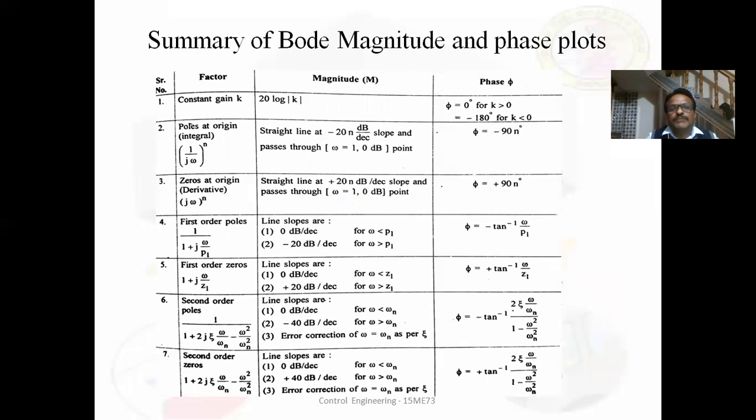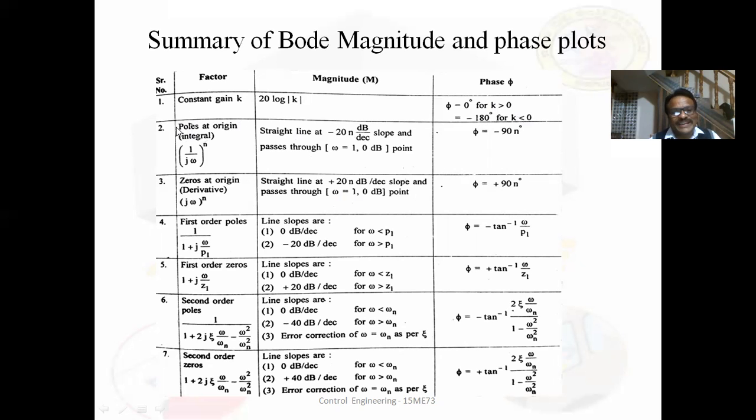Then the summary of Bode magnitude and phase plots. Constant K: we have to convert this into magnitude in decibels, that is 20 log modulus of K. Whatever the K value, it has to be converted into decibels using 20 log base 10 modulus K. Then phase angle is 0 for K greater than 0, or minus 180 degree for K less than 0.